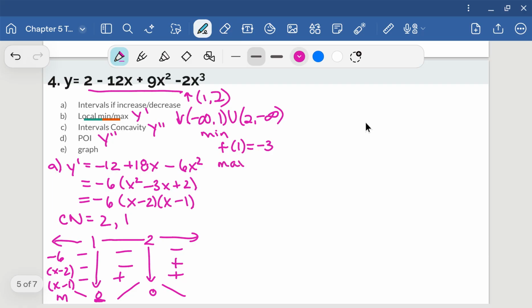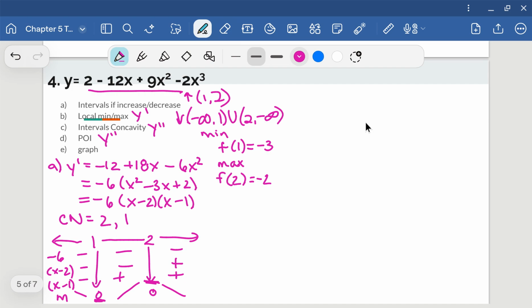In terms of my max, when we're changing from positive to negative, that's happening when my x value is 2. And if I plug it into my original function, my y value will be -2. So I'm doing all that, and I'm going to use this to graph it in a moment, but I also want to look at my concavity.